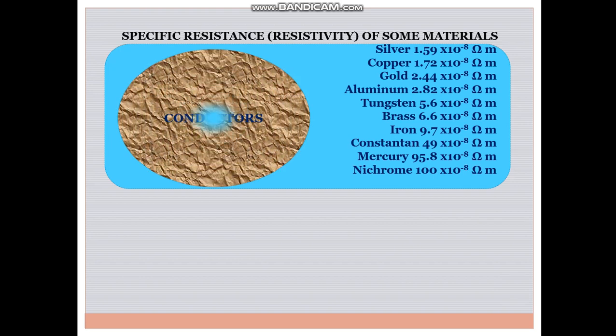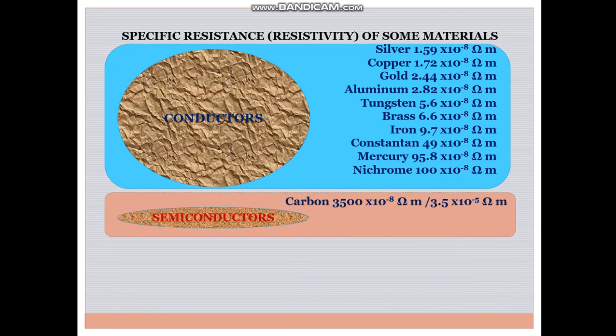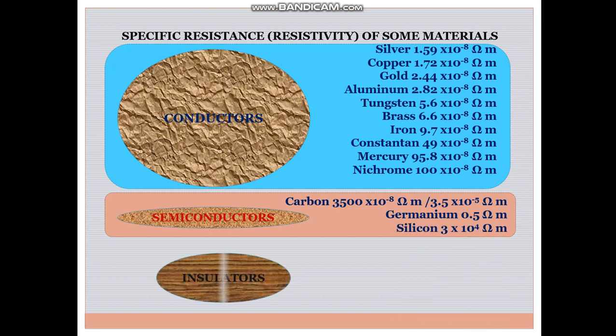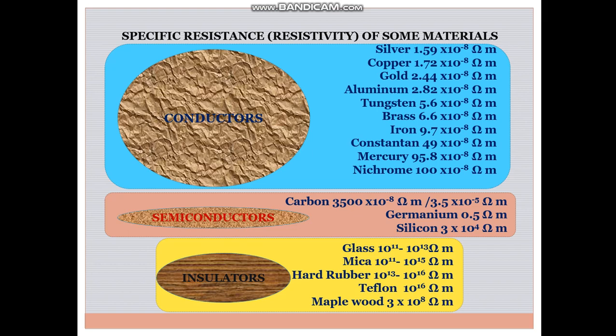These are the conductors. Then we have the semiconductors. Carbon 3500 into 10 to the minus 8, or 3.5 into 10 to the minus 5 ohm meter. We have germanium 0.5 ohm meter, silicon 3 into 10 to the 4 ohm meter. Then we have the insulators, which is glass 10 to the 11 to 10 to the 13 ohm meter. Mica 10 to the 11 to 10 to the 15 ohm meter. Then hard rubber 10 to the 13 to 10 to the 16 ohm meter. Teflon 10 to the 16 ohm meter. Maple wood 3 into 10 to the 8 ohm meter. These are some of the examples. The numbers may vary here and there.